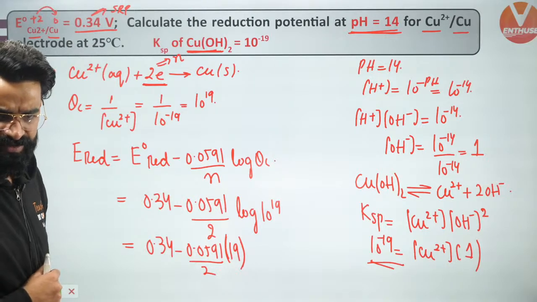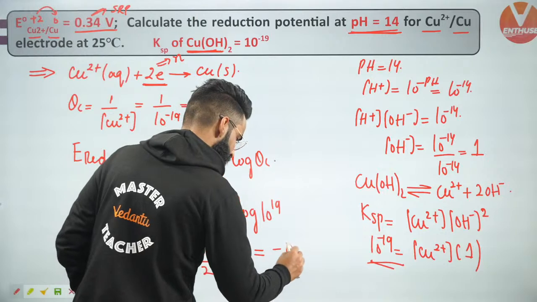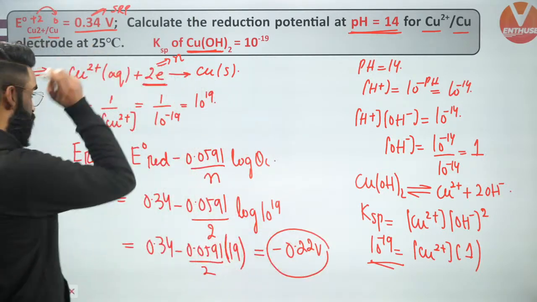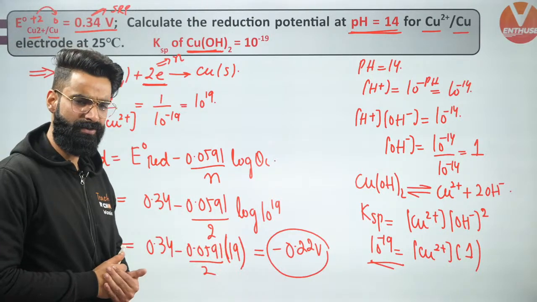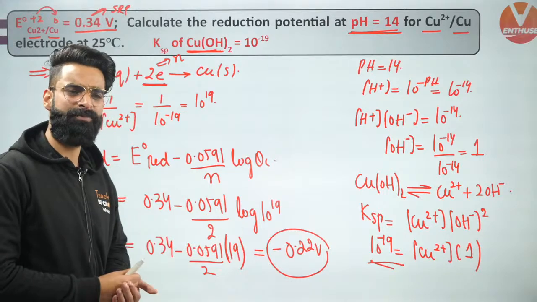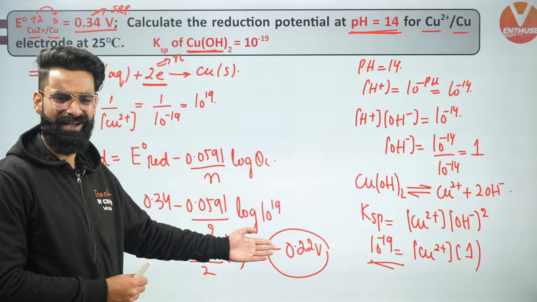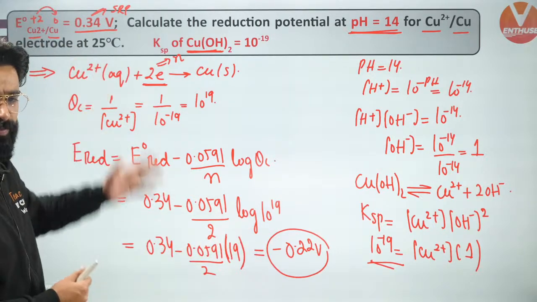Vijay is saying the answer is coming as minus 0.22 volts. All right, I trust you, Vijay. Minus 0.22 volts is going to be the reduction potential of this copper electrode right here. If you got the reduction potential of this copper electrode, can we calculate its oxidation potential as well? Can I say I just need to reverse this sign? That's it. I just need to reverse this sign in order to calculate the oxidation potential of the same copper electrode.